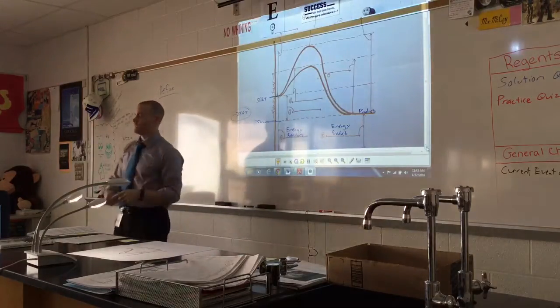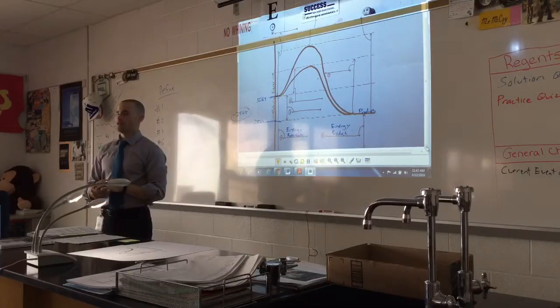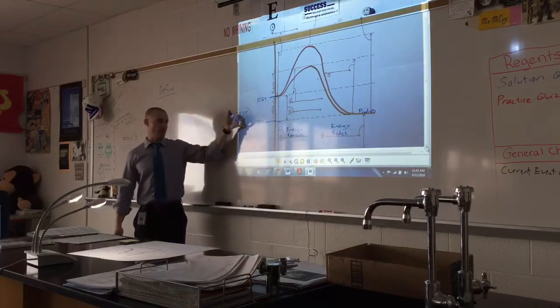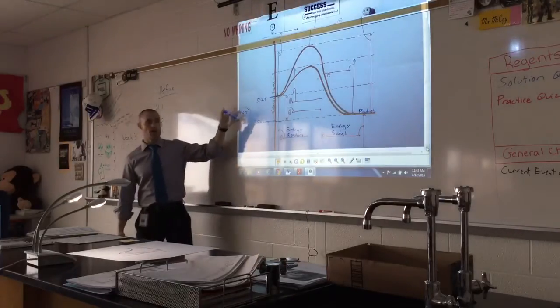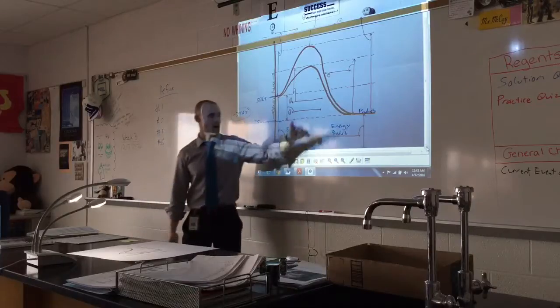Who remembers, exo or endo if it's a negative value for delta H? Endo. No, exo. Exit, leaves, right? Exo means negative. So that is correct. Exothermic. So anyways, that's energy of reactants is 4, energy of products number 5.